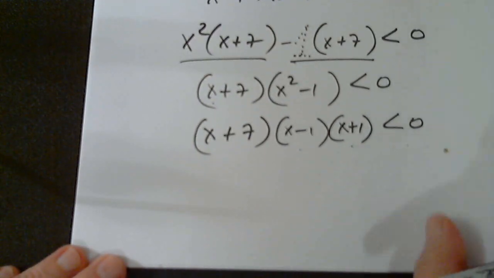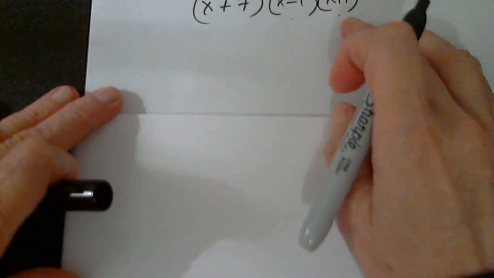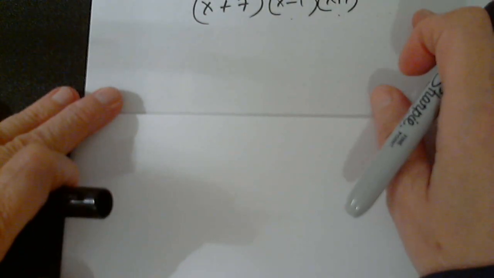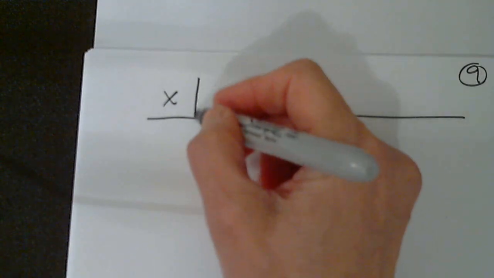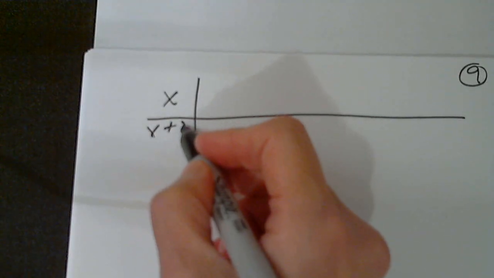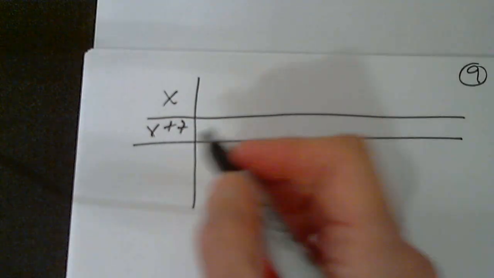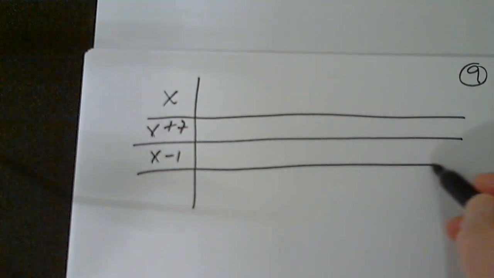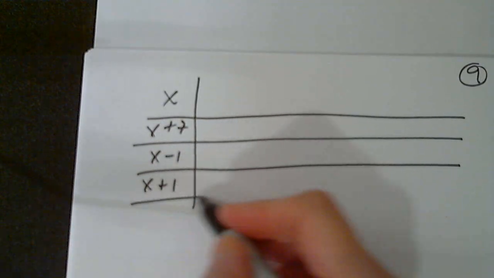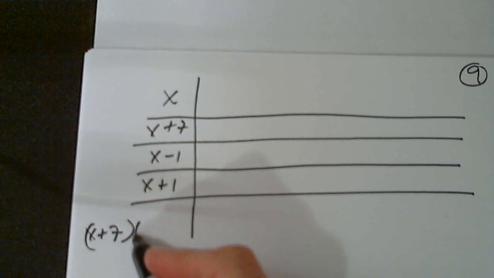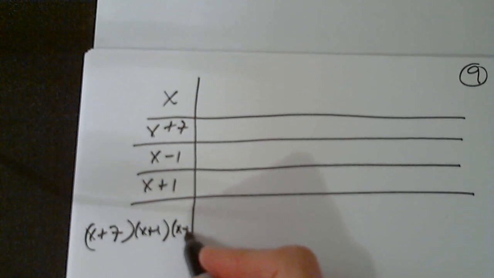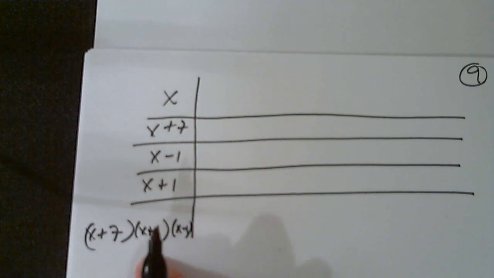Finally, I can use the table. It's all factored, everything on one side, and 0 on the other. So, x is the variable in the problem. X plus 7 is the first factor. X minus 1 is the next factor. X plus 1 is the next factor. And now I want the product. X plus 7, x plus 1, x minus 1. This is what I'm interested in.